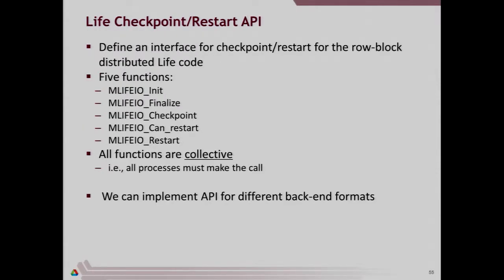So we're going to build an API for this. We're computer scientists, so we're going to over-design this thing because that's how we work. We're going to have 5 functions: an initialize and a finalize, a checkpoint, a restart function, and an interrogation function that we can use to see whether this particular implementation can restart or not, because, again, we're CS people.